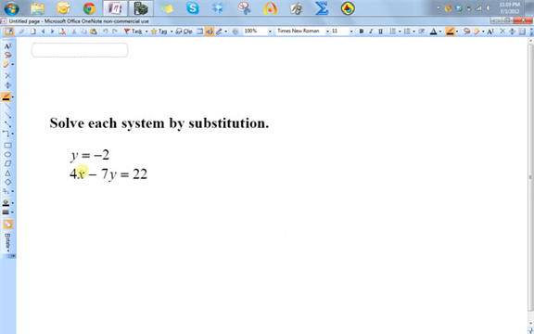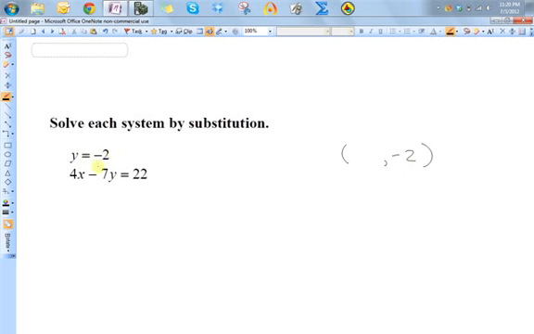We want to solve this system by substitution. When you're trying to solve by substitution, you take one of the equations, solve it for one of the variables, and then take that expression and put it into the other. Well, in this case, one of our equations is already solved for us, so we already know that in our ordered pair solution, the second coordinate is going to need to be -2.